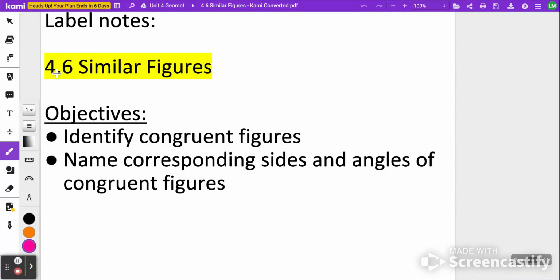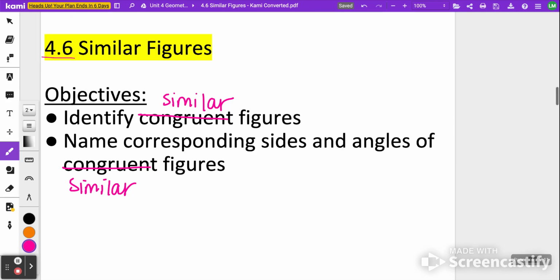Today we're going to be looking at 4.6, similar figures. We're going to identify what similar figures are, how we can use them to understand how they work, and then name the corresponding sides and angles of the similar figures to hopefully determine what the missing sides could be equal to.